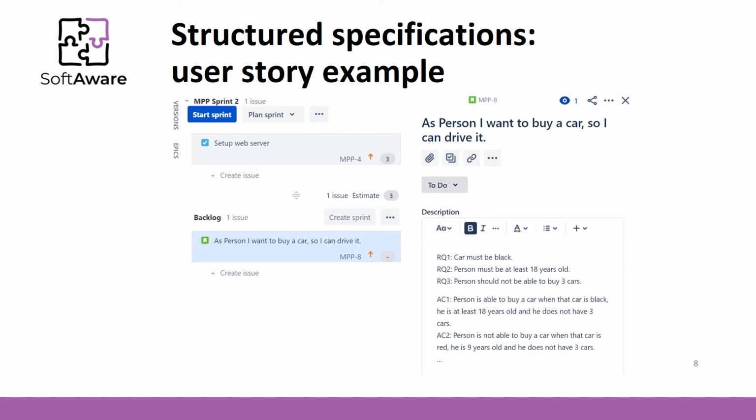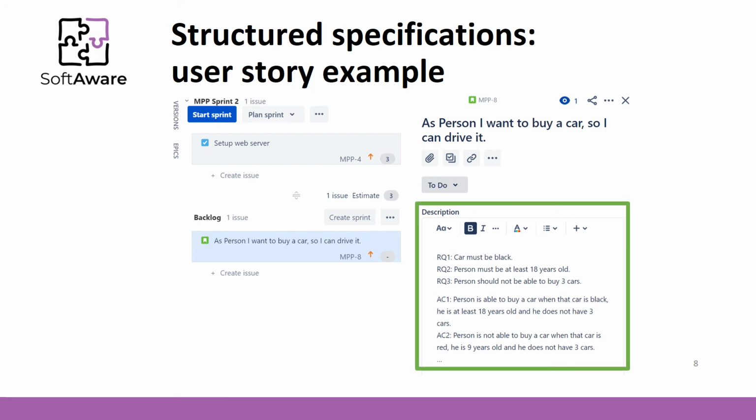As a person, I want to buy a car so I can drive it. As you probably noticed, some parts of the requirements are gone, like age, the number of cars, and color restrictions. If you look at details of this user story example, you could see that all these requirements are written in the description part. It is important to know an acceptance criteria, usually marked as AC, that shows when the activity is finished and how to check it.